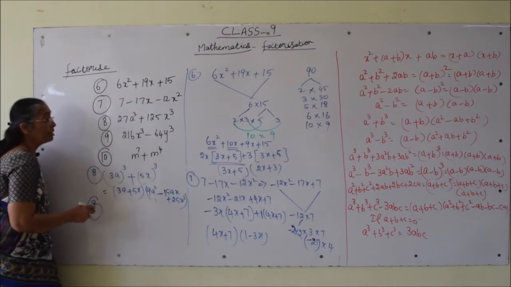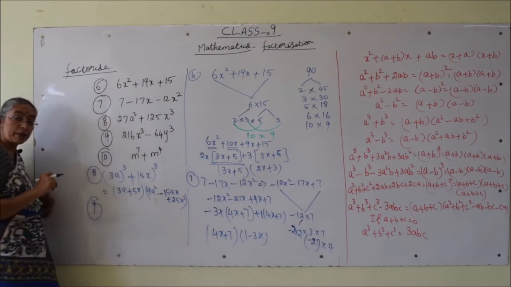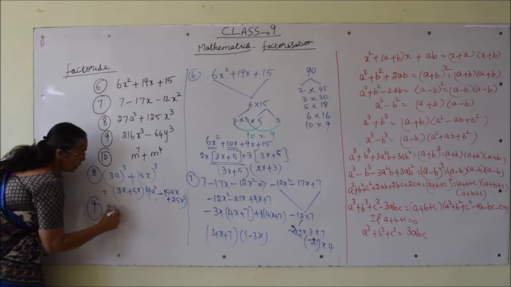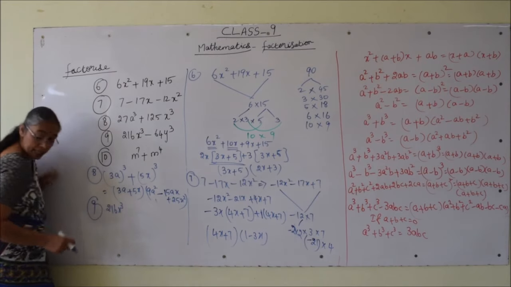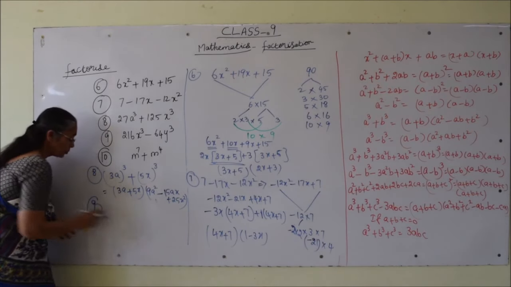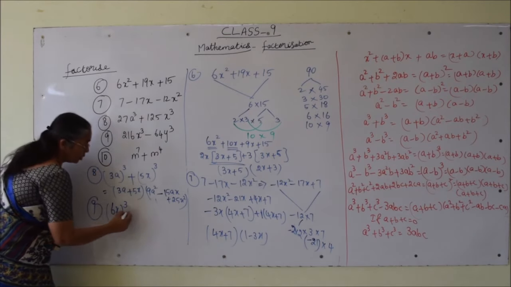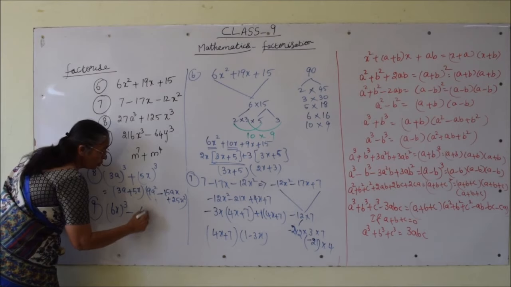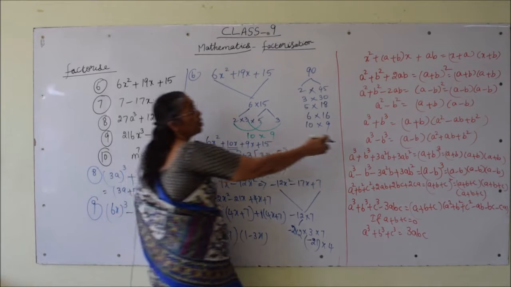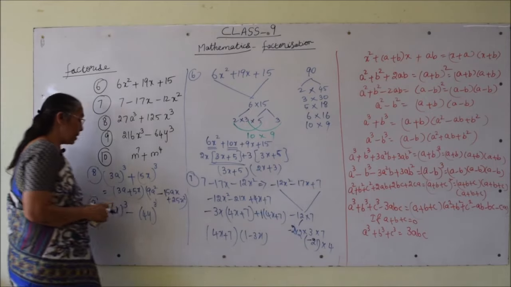Can you say similarly the 9th one? It is similar to this one, the only difference is the negative sign. 216 is a perfect cube? Yes. The question is 216x cube. So I can write 216x cube as 6x whole cube, and 64y cube is a perfect cube. I can write it as 4y whole cube, and in between negative sign. Which formula? A cube minus b cube formula: a minus b of a square plus ab plus b square.